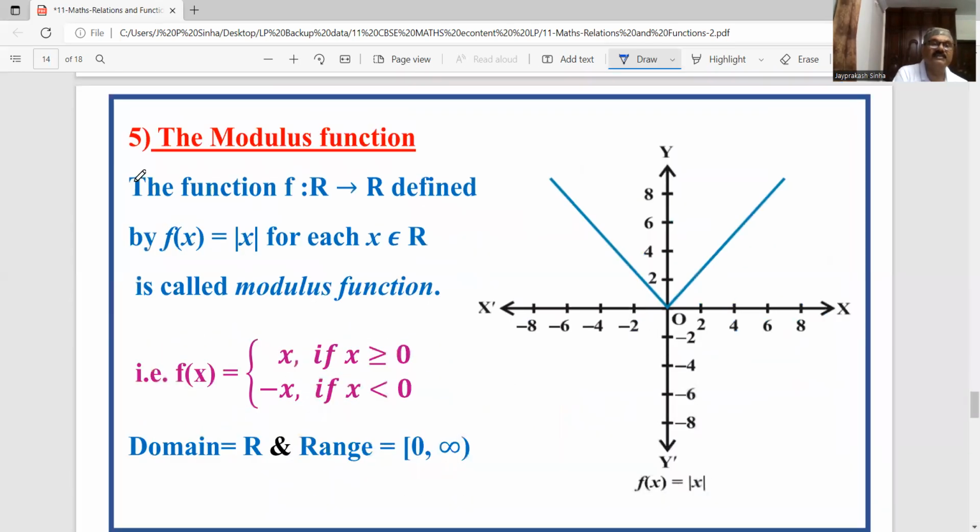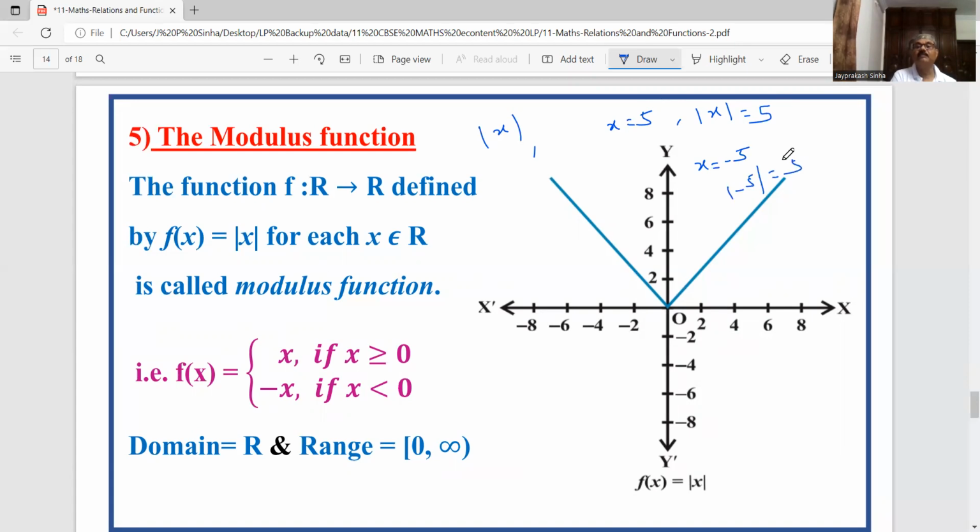Now the modulus function. Modulus function, we already know, means mod of x. If x is equal to 5, then when you take the mod, it is positive. It will remain positive only. When x is equal to minus 5, then when we take the modulus, mod of minus 5 is equal to what? 5. Means we are taking only positive values. This is the meaning of mod.